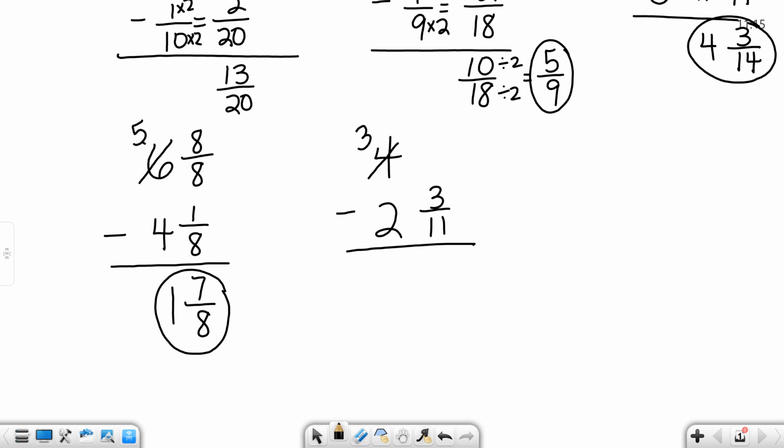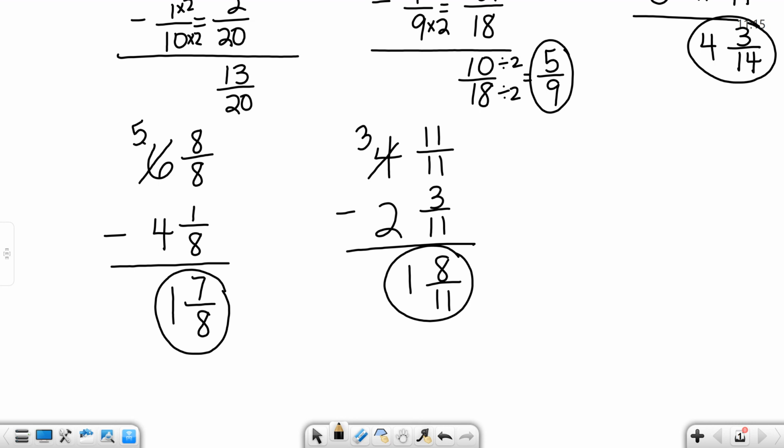Now that 1 whole that we took from the 4 is going to be rewritten in fraction form. We can write it as any number over itself. In this problem, it makes sense to use 11 because the subtrahend has a denominator of 11 and we need a common denominator. So we're going to take the 1 that we took from the 4 and write it as 11/11. Now we are able to subtract. 11/11 minus 3/11 is 8/11, and 3 minus 2 is 1. So our answer is 1 and 8/11.